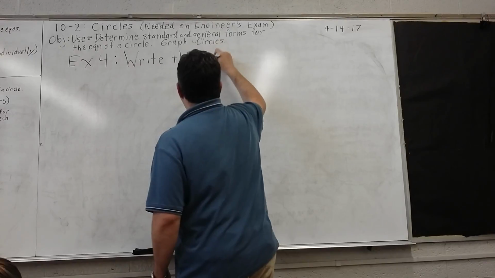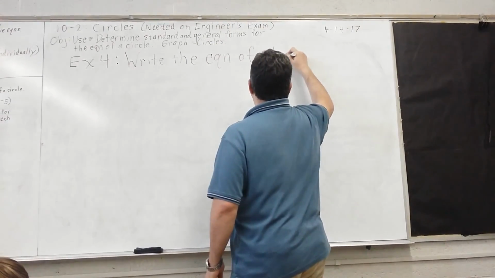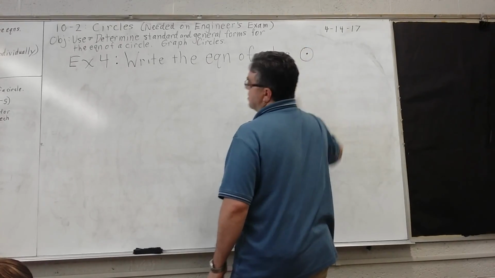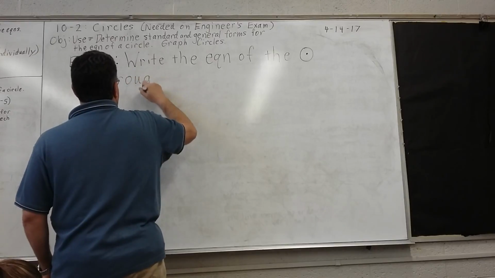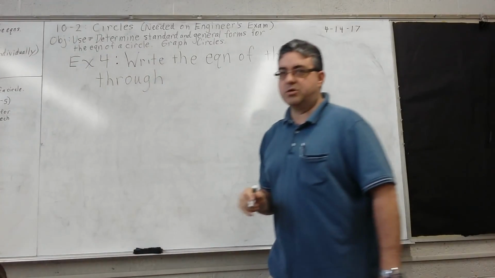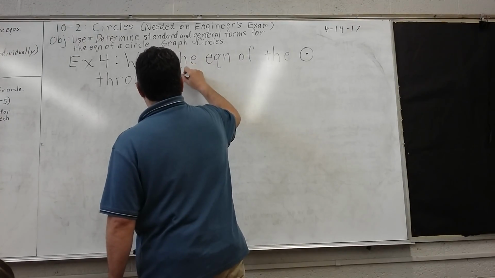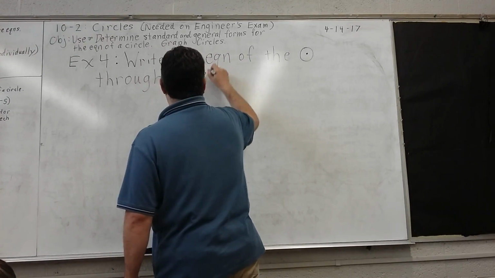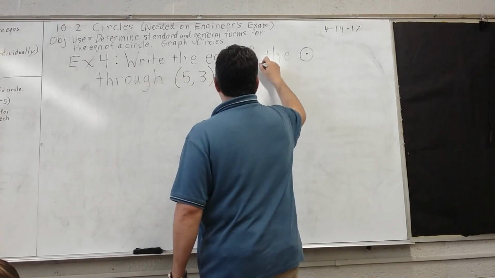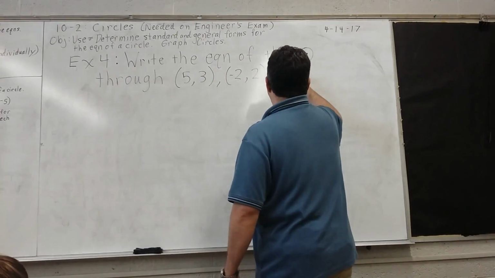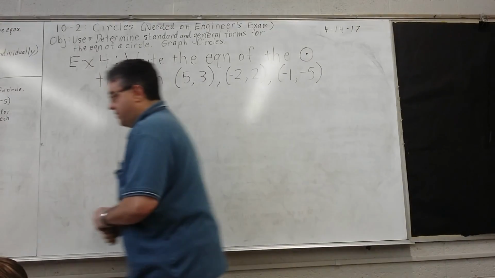the equation of the circle that goes through the following 3 points. You can define a circle by 3 noncollinear points. In this case, those points are (5, 3), (-2, 2), and (-1, -5).